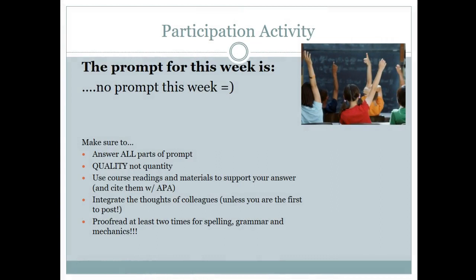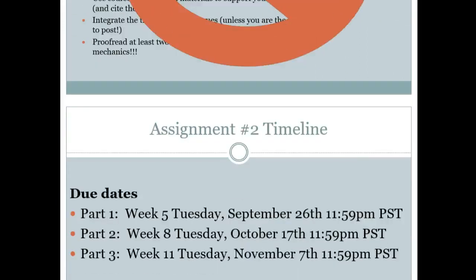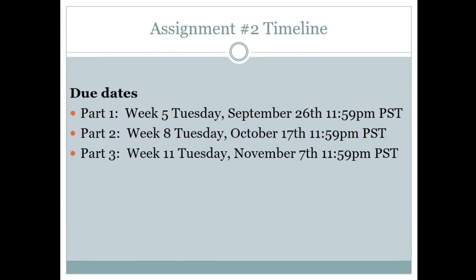No participation activity for this week because you have assignment 2 part 1 due. As a reminder, these are the due dates for these 3 parts of assignment 2. Part 1 is due this week by Tuesday, September 26th. Then part 2 is due 3 weeks from now at the end of week 8. That is the SWOT analysis component. And then part 3 is really where you put everything together to make your plan. And that is due week 11, Tuesday, November 7th.